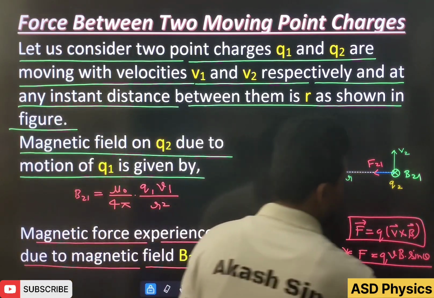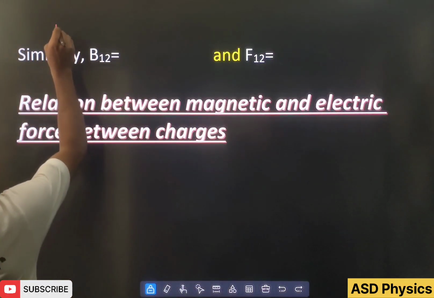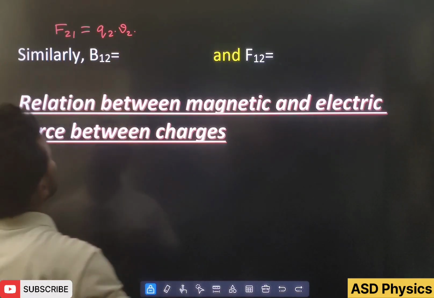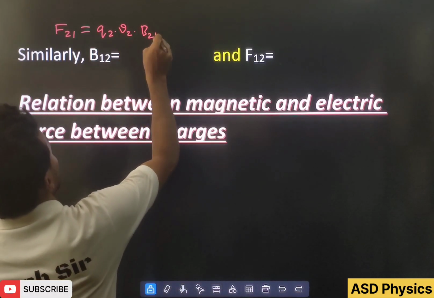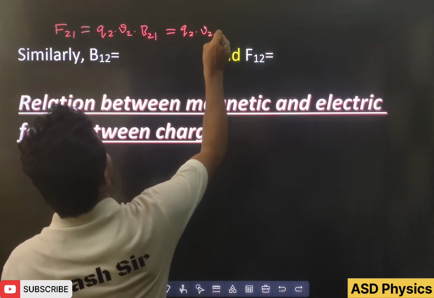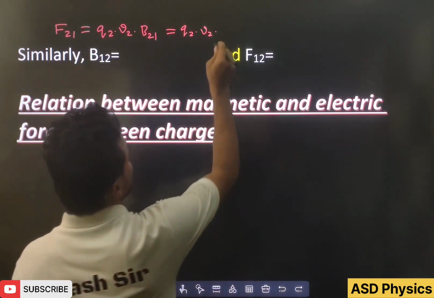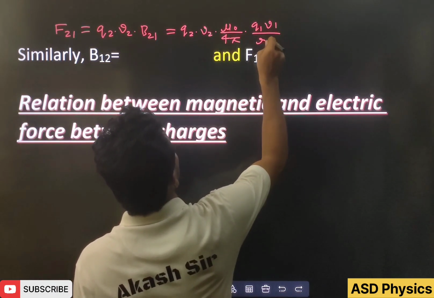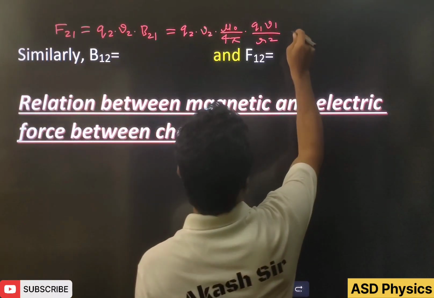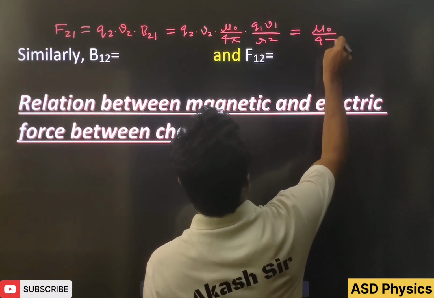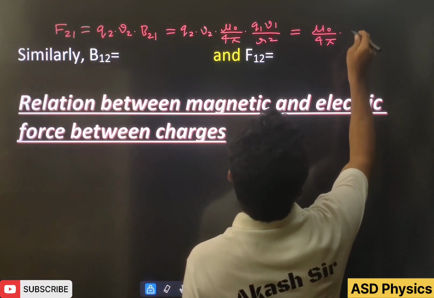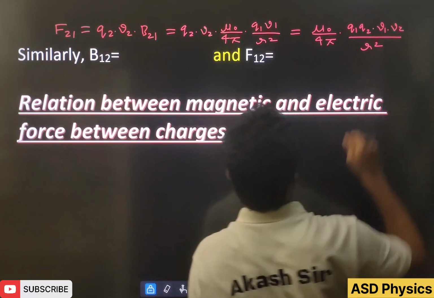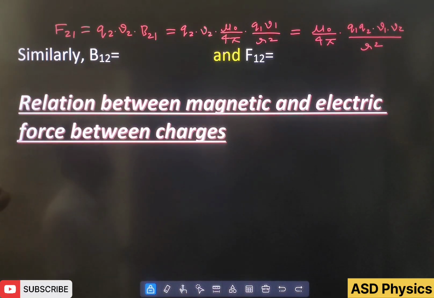Okay, so now I am going to write this. This is the F21. What I told you, Q2 V2, and this will be B21. This is the Q2, this is V2, and what is the B21? As I told you very well, mu naught by 4 pi into Q1 V1 by R square. So from here, students, this will become mu naught by 4 pi into Q1 Q2 V1 V2 by R square. Very, very important. Mu naught by 4 pi Q1 Q2 V1 V2 by what? R square.